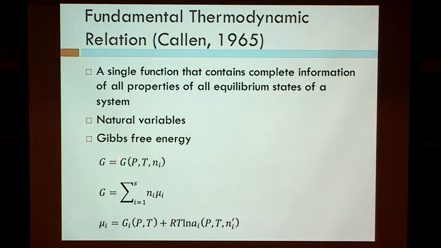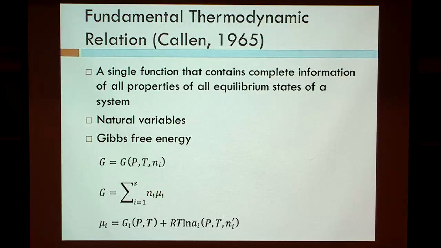For example, writing the Gibbs free energy as a function of volume, temperature, and composition doesn't work. Not fundamental, not complete information. Has to be pressure. We can also write the Gibbs free energy as a sum of the amount of each species times its chemical potential.